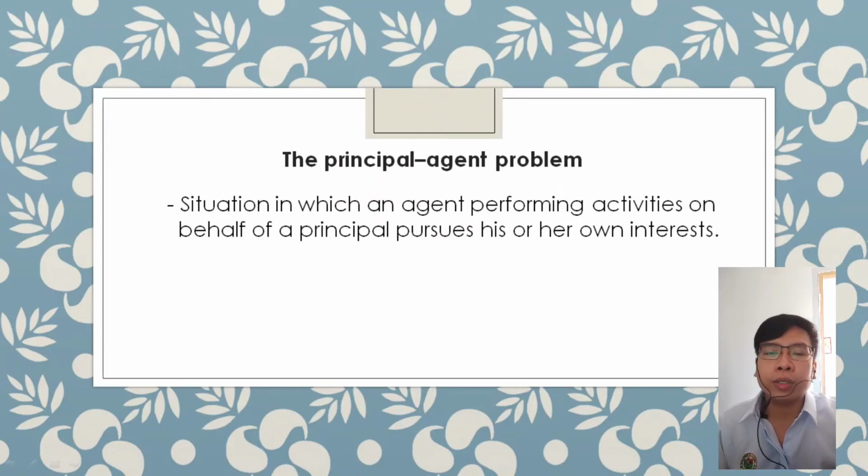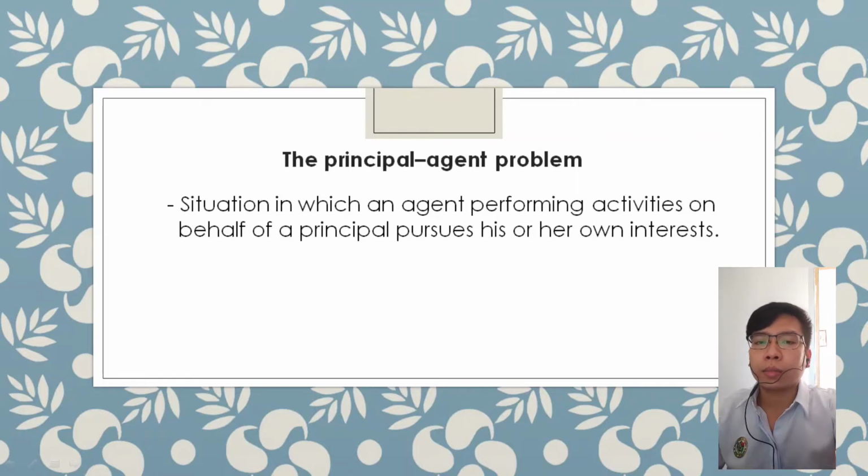Principal-agent problem: a situation in which an agent performing activities on behalf of a principal pursues his or her own interest. The principal-agent problem is a major disadvantage of organizing economic activity within firms. It can arise when an agent, such as a manager, performing activities on behalf of the principal, or the owner of the firm, pursues his or her own interest. Indeed, the separation of ownership and control is one of the hallmarks of the publicly traded company, and some degree of the principal-agent problem is almost inevitable.